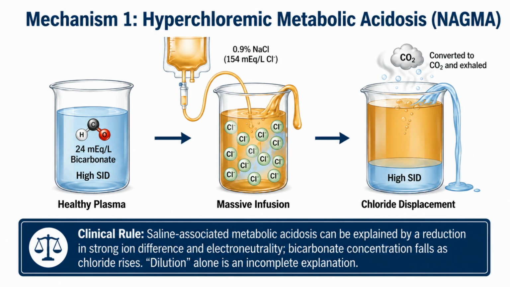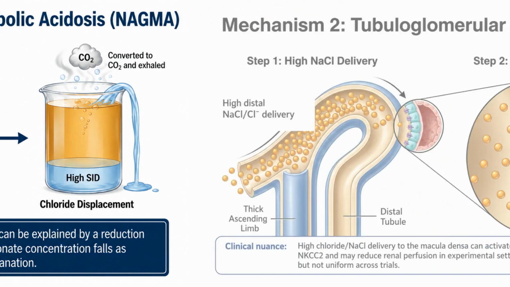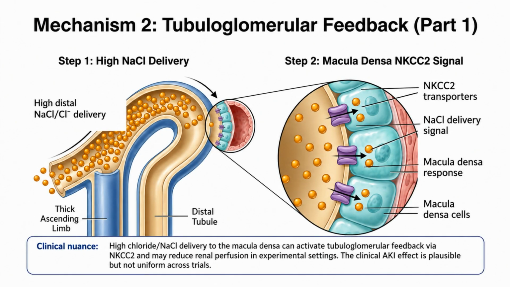The second mechanism is the kidney response to chloride delivery. The macula densa senses sodium chloride delivery through the sodium-potassium-2 chloride transporter. When distal sodium chloride delivery is high, the kidney may interpret that signal as upstream hyperfiltration. In experimental settings, high chloride delivery activates tubuloglomerular feedback. The macula densa generates paracrine signals, including adenosine-related signaling, that tell the afferent arteriole to constrict.